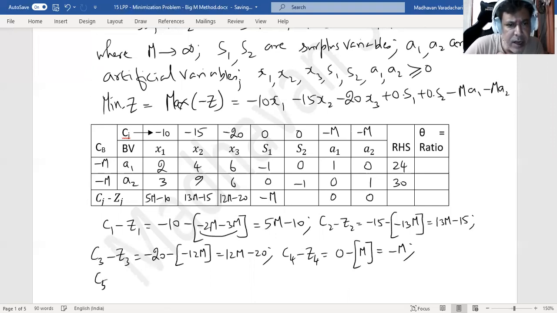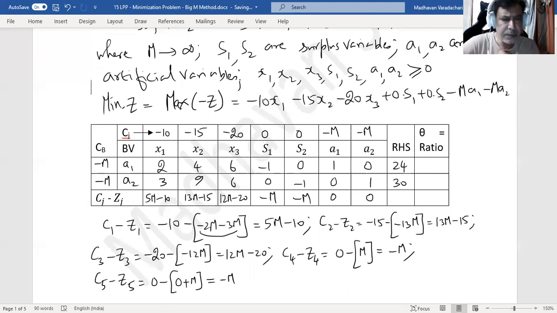Then C5 minus Z5. What is it? 0 into minus M, it is 0. Let me write first 0 minus of 0, minus M into 0 is 0, minus M into minus 1, it is plus M. So it is ultimately minus M. So here also I'll write minus M.